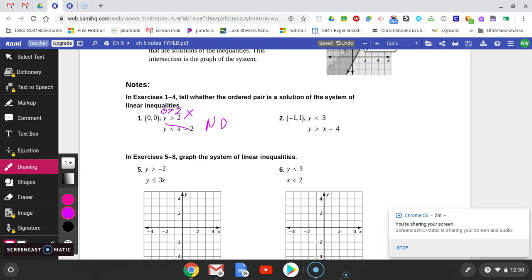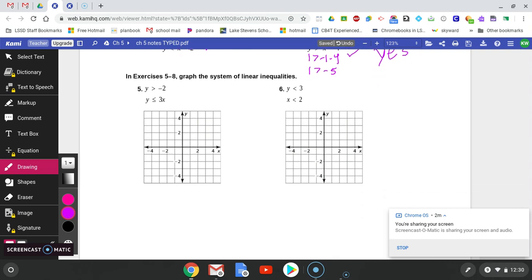For the second one, I will plug in negative 1, 1. So I'll plug in a 1 for my y. Is 1 less than 3? Yep, so it works there. So if it works for the next one, we know it'll be a solution. So I'll plug in a 1 for my y, a negative 1 for my x, and I get 1 is greater than negative 5. This is also true, which means that coordinate point is a solution.